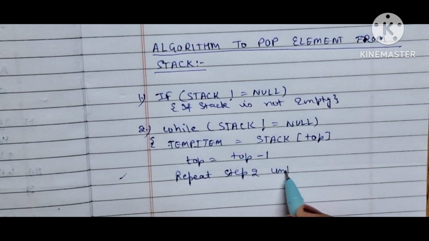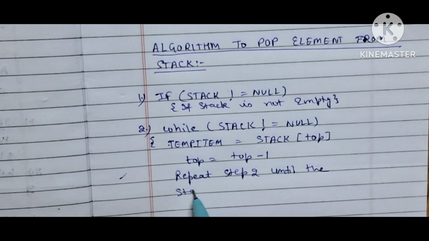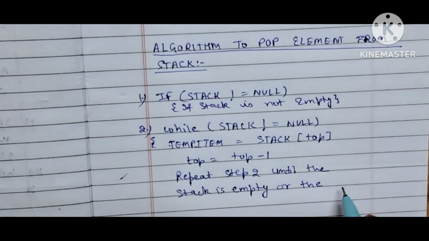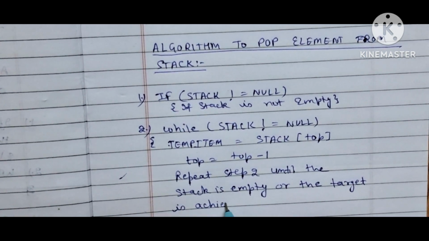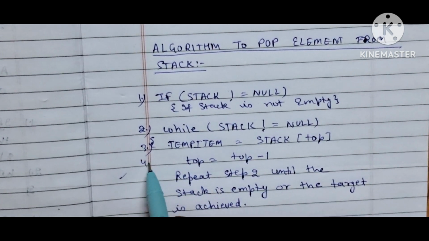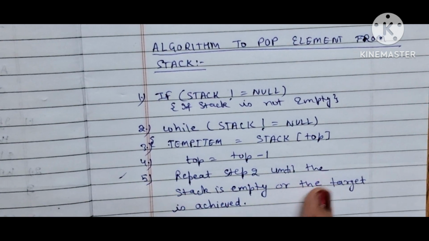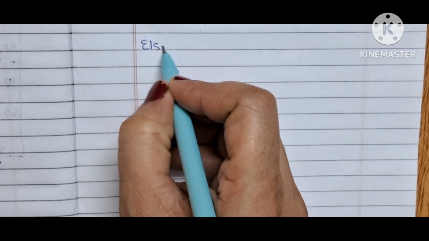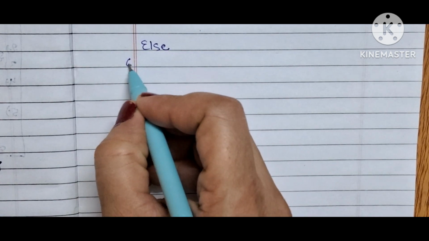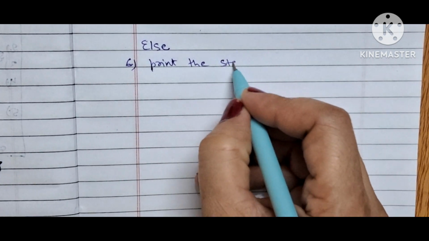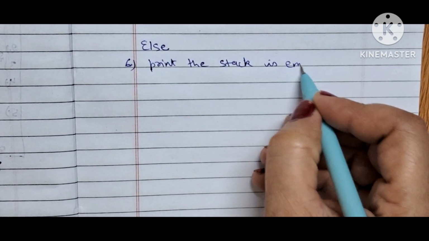Then I have to decrease the value of the top by 1, because I have to decrement the value of the top so that it can go to the next item on the stack. Then repeat step 2 until the stack is empty. Now what will we do if the stack is empty? Then we come to the else part, where we simply print the statement that the stack is empty.